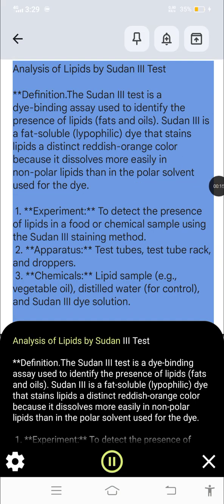Analysis of lipids by Sudan 3 test. Definition. The Sudan 3 test is a dye binding assay used to identify the presence of lipids, fats, and oils.